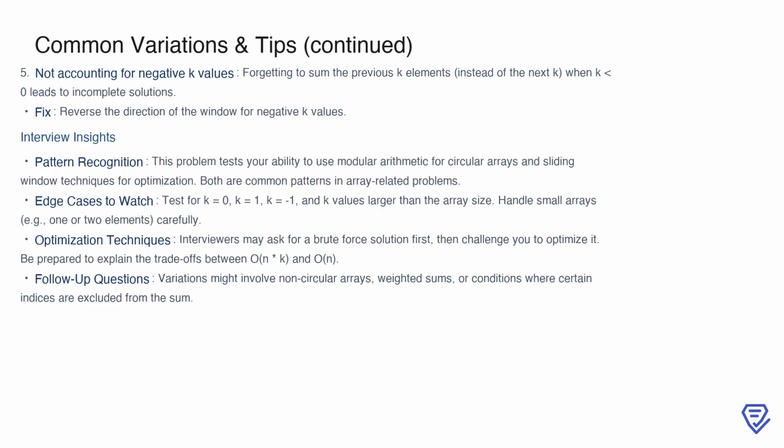Finally, follow-up questions might introduce variations, such as non-circular arrays, weighted sums, or conditions where certain indices are excluded from the summation, so it's helpful to think about how your approach can be adapted.